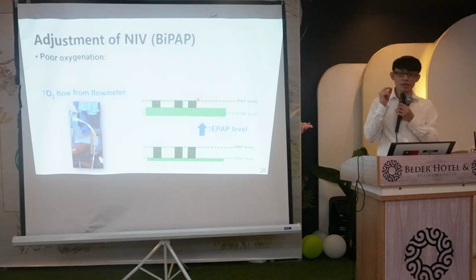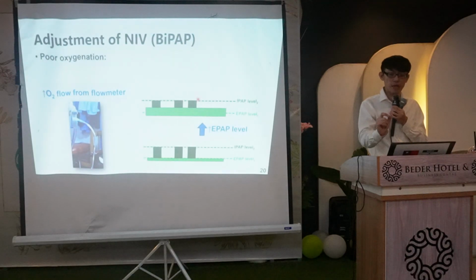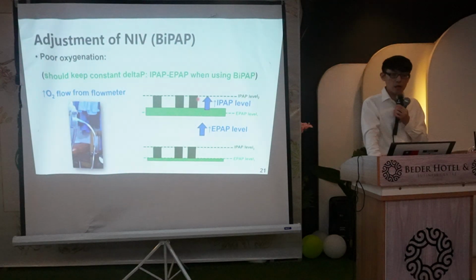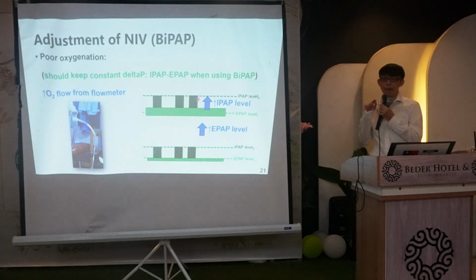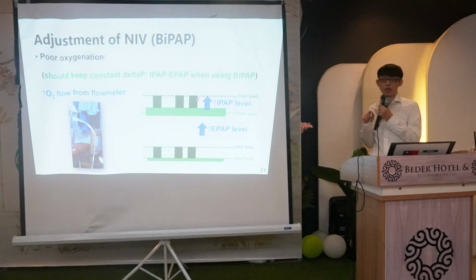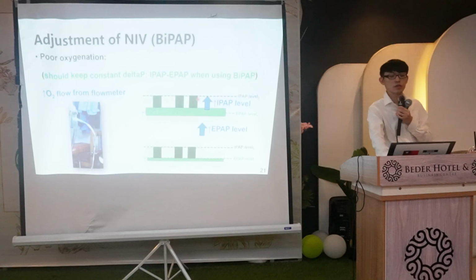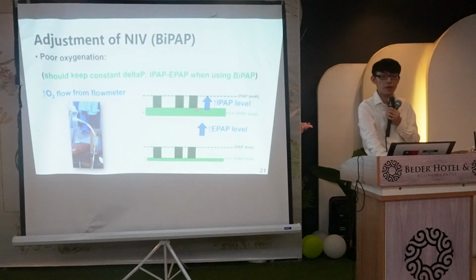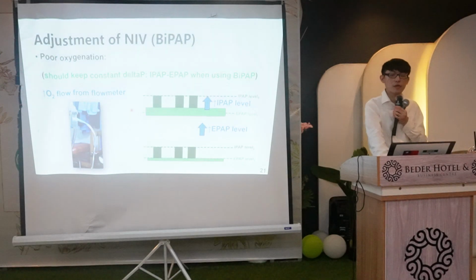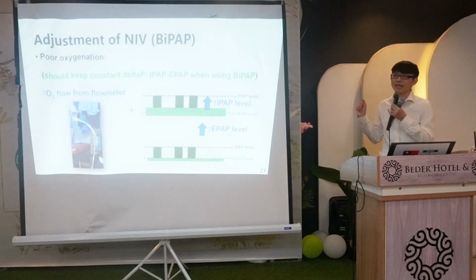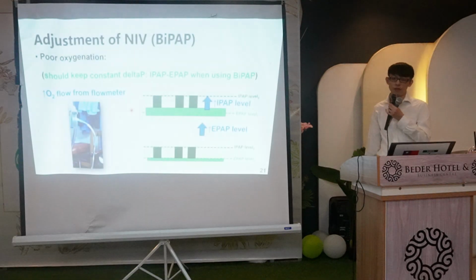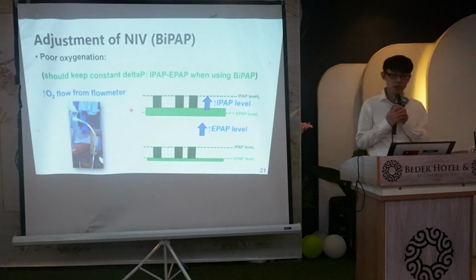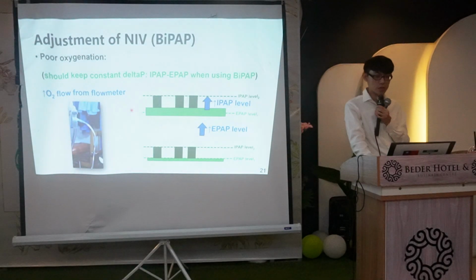So if you would like to keep the ventilation constant, usually we need to increase both IPAP and EPAP simultaneously in order to keep this area, this ventilation, constant. Okay. So this is a much trickier thing in BiPAP mode. You need to consider these things: ventilation and oxygenation, and the interaction between these two.